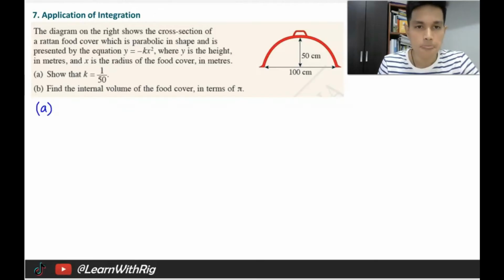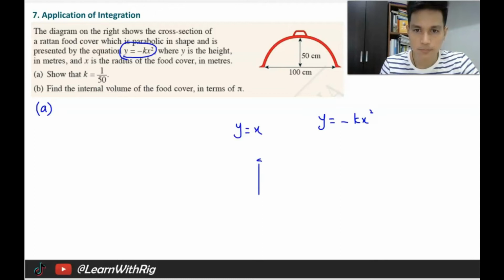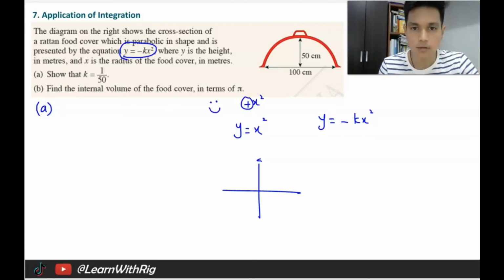So before that, I want you all to see this equation. Y equals to negative kx square. What does this mean? How would you imagine the graph looks like? So usually, for example, y equals to x square. If it's a quadratic graph, positive, you know it's going to be a U shape. Why? Because positive x square. Positive people are always smiling. So it's a U shape. Okay, but in this case, it's a negative. Negative means N shape.